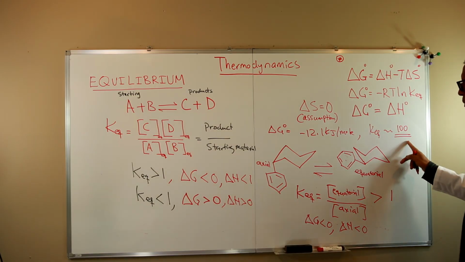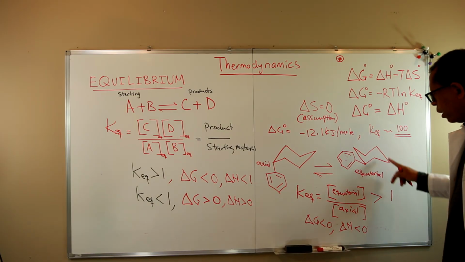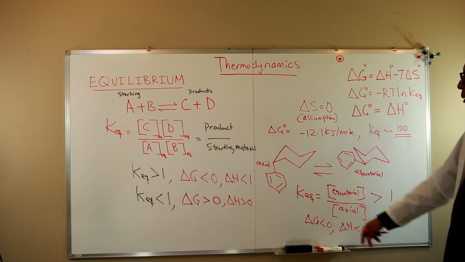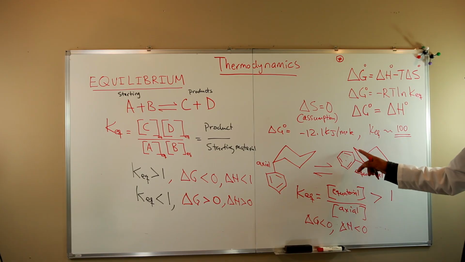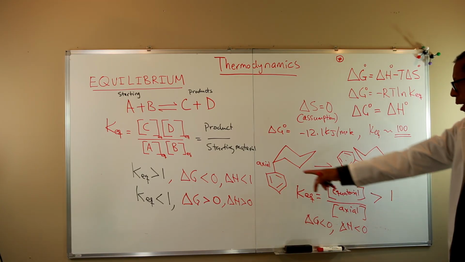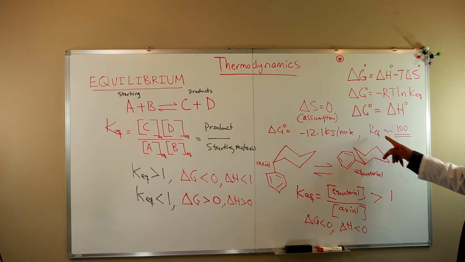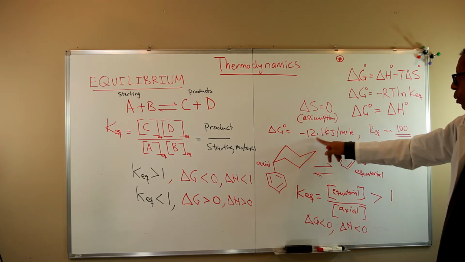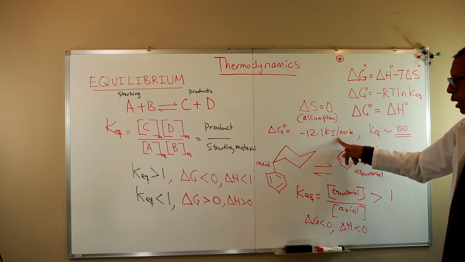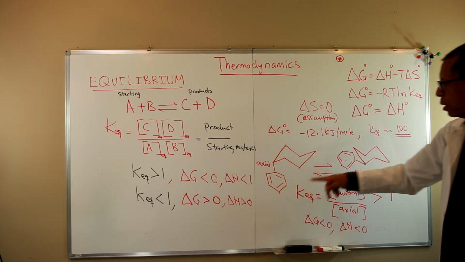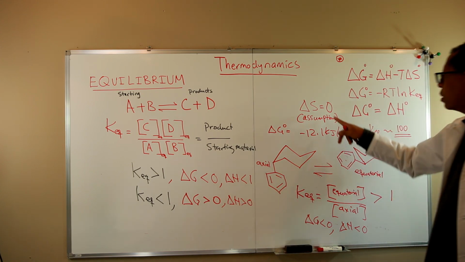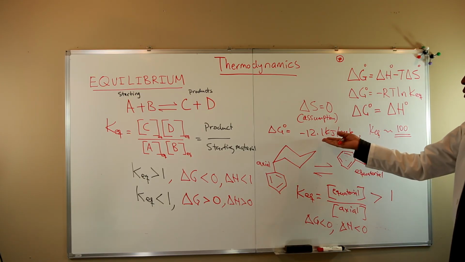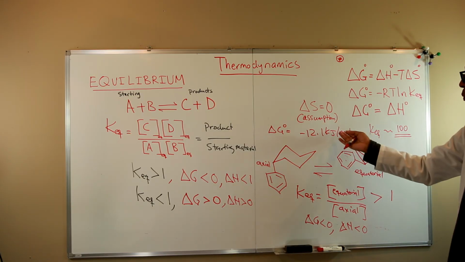So what it means is the equatorial conformer is 100 times more stable than the axial. That means 100 times more abundant than the axial conformer. So delta G naught for this is minus 12.1 kilojoules per mole, obviously exothermic. We can call it equal to delta H, because if we assume delta S to be close to 0, both enthalpy and free energy would be the same.